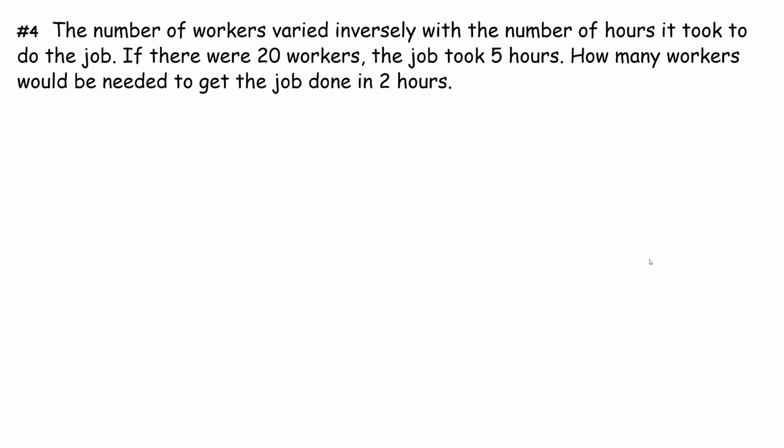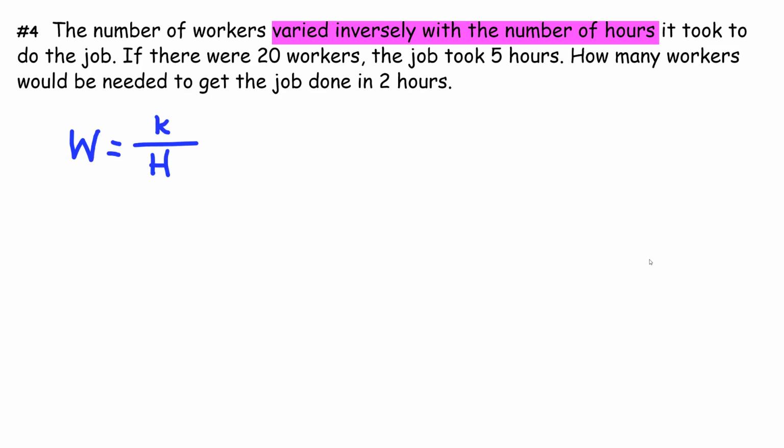So we need to set up an inverse variation. We do that by saying that the number of workers was equal to K over the number of hours. So this is an inverse variation, and that's how we set it up. Now we are going to fill in more information that they gave us. So if there were 20 workers, the job took 5 hours.